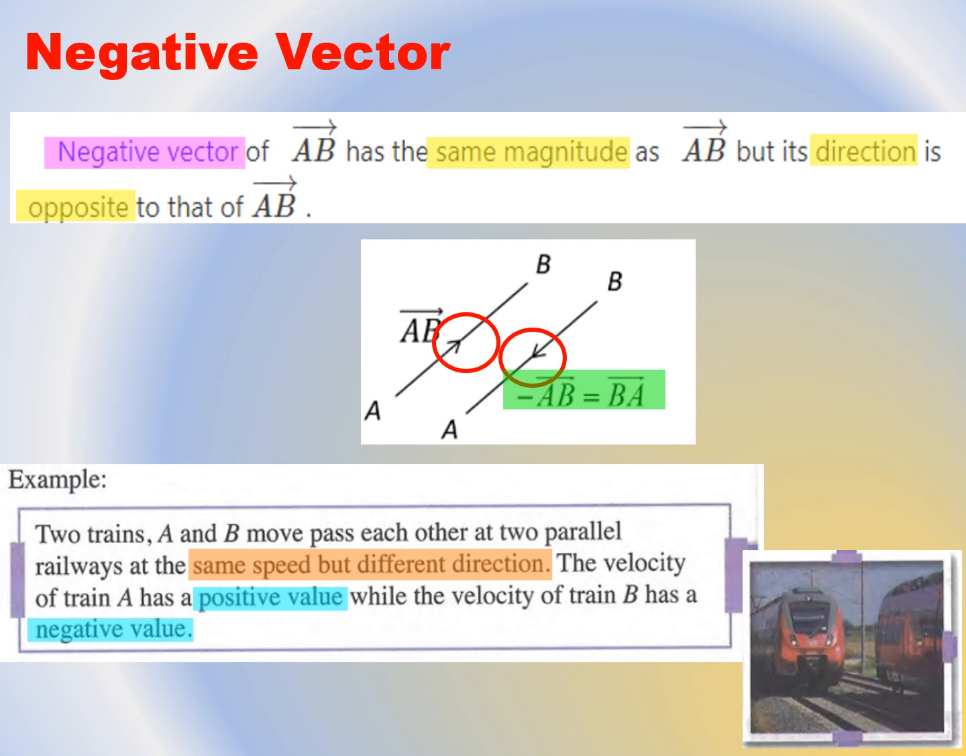For example, two trains A and B move past each other on two parallel railways at the same speed but different direction. The velocity of train A has a positive value, while the velocity of train B has a negative value.